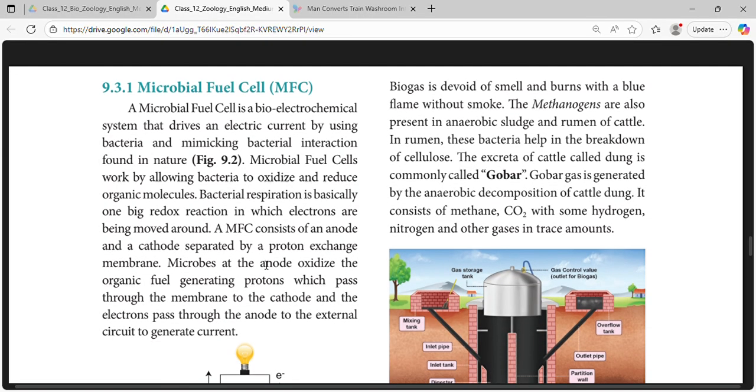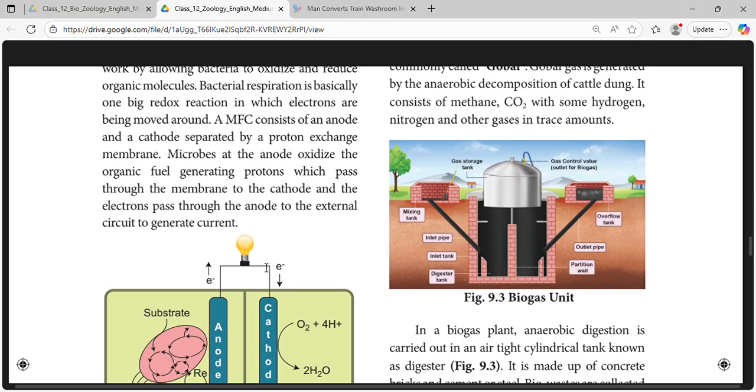An MFC consists of an anode and a cathode separated by a proton exchange membrane. Microbes at the anode oxidize the organic fuel, generating protons which pass through the membrane to the cathode, and the electrons pass through the anode to the external circuit to generate current.